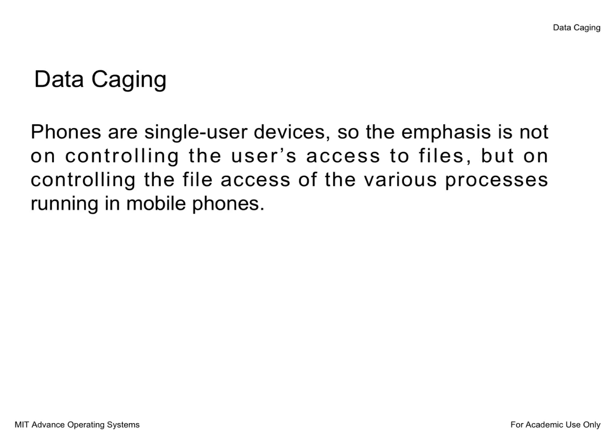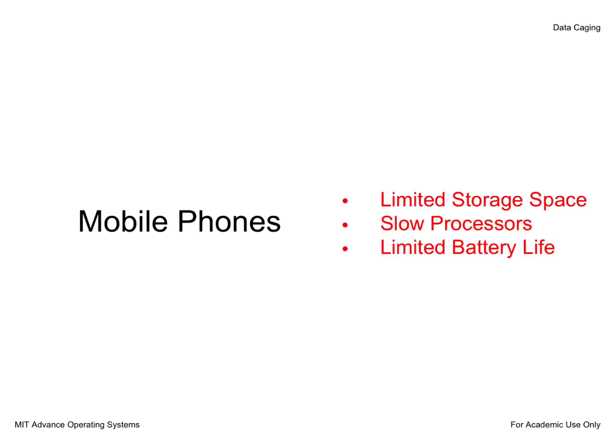Data caging. The idea of data caging is that phones are single user devices, so the emphasis is not on controlling the user's access to files, but on controlling the file access of various processes running in mobile phones.